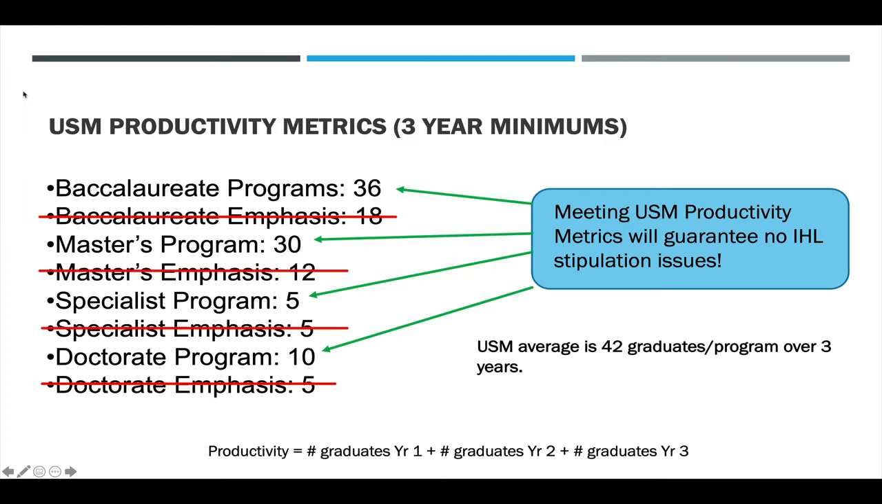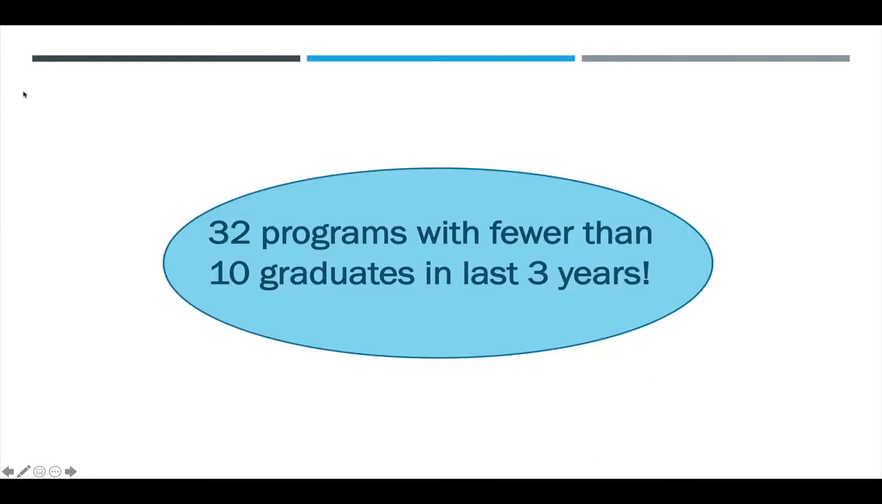But nonetheless, we are. These are the numbers that we have set for ourselves. I do have to say that over the last 3 years, we have 32 programs, and these are undergraduate programs. As I'm using the definition of program, we have 32 programs right now that have had fewer than 10 graduates over the last 3 years. Nowhere coming near what we have set as our graduation minimums for undergraduate programs, nor meeting IHL's definition of how many graduates we should be generating over 3 years.